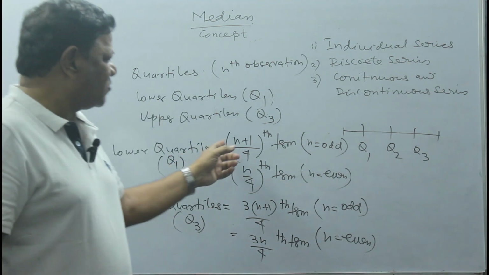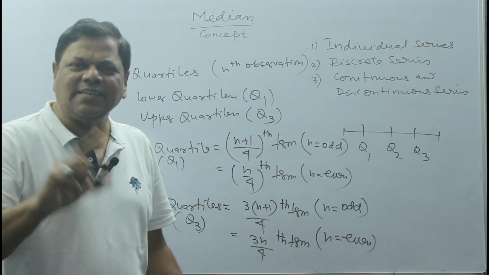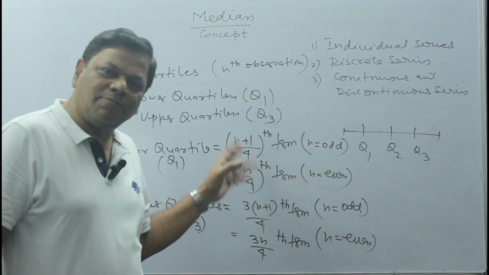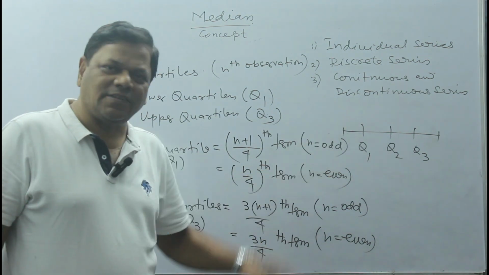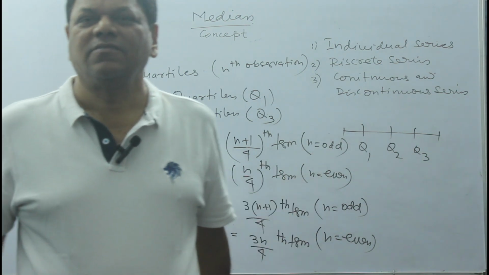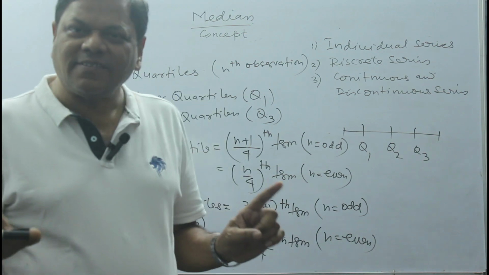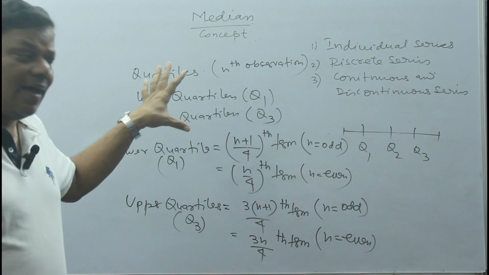So here, why have I done n plus 1? To make it even, because n is given as odd: 7, 9, 11, 13. Given, plus 1, then divide by 4. Why by 4? I want 1/4, that is 25%. And whenever n is even, don't add 1. Okay? In all the cases, you have to do the same thing. So we have understood lower quartiles and upper quartiles.